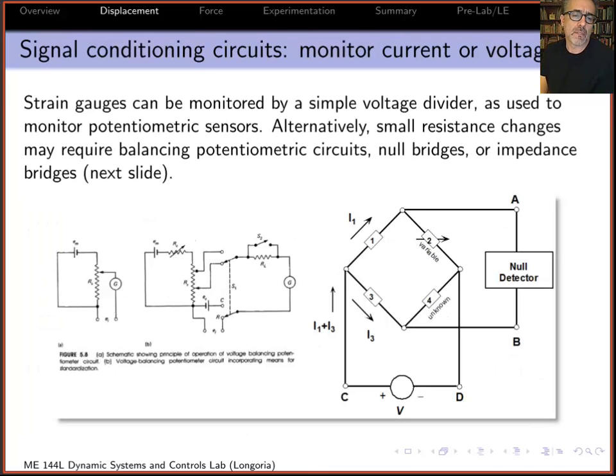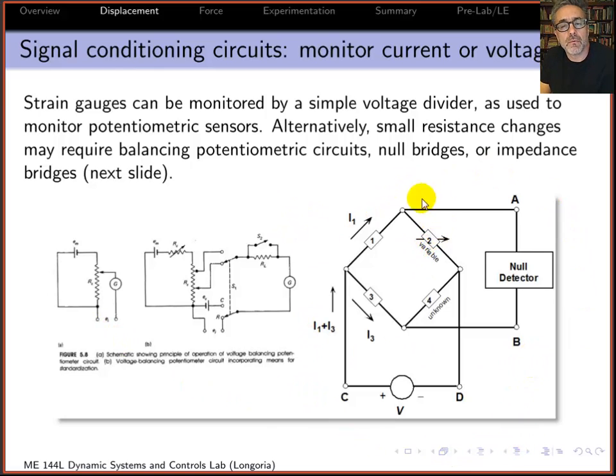First, in terms of the signal conditioning circuits, you can think about the potentiometric circuit that we saw before. That's the simplest type. Basically, you put a strain gauge in a circuit with some kind of voltage source and a series resistor, and you measure the voltage across either the strain gauge or the fixed resistor. That's a real simple voltage divider type circuit, but it doesn't turn out to be as effective as other methods. There are other types of balancing potentiometric circuits, and the most common really is a bridge type circuit.